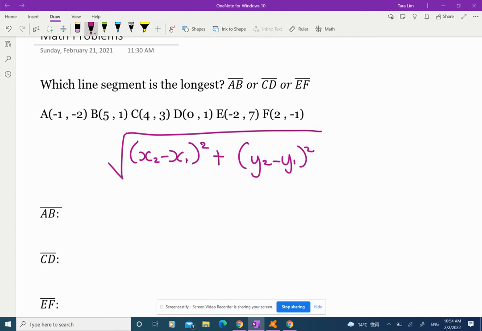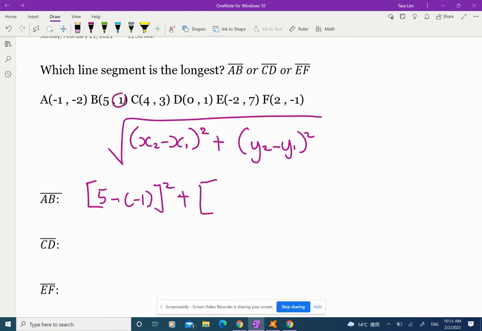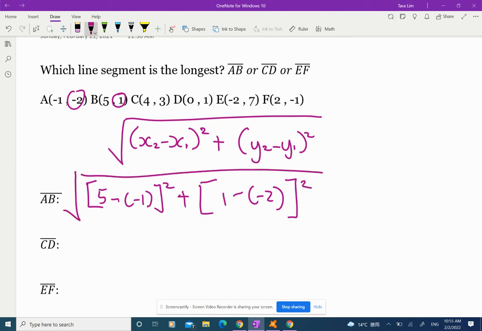So line AB we have -1 and 5 as the x. So it says x2 minus x1, so 5 minus -1. So we write 5 minus -1. Actually, I'll use the other bracket. And then square plus y squared, which is 1 minus -2. And then we close the bracket and then square. Then we square root it.